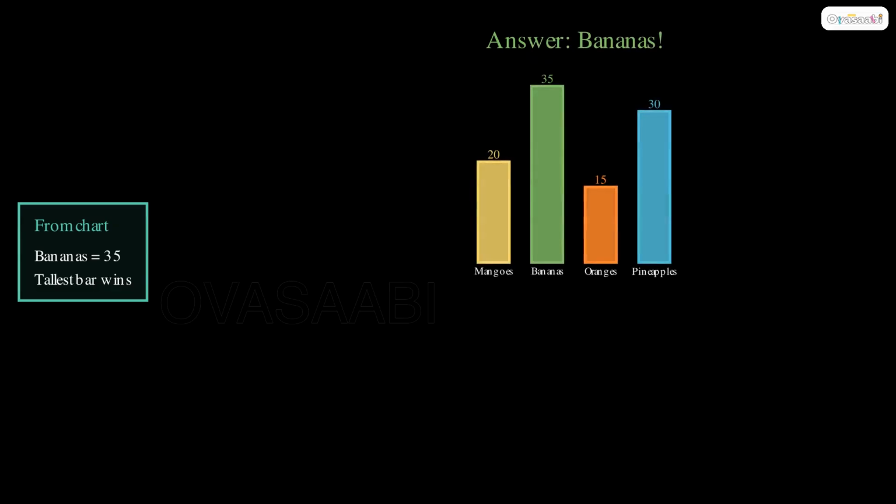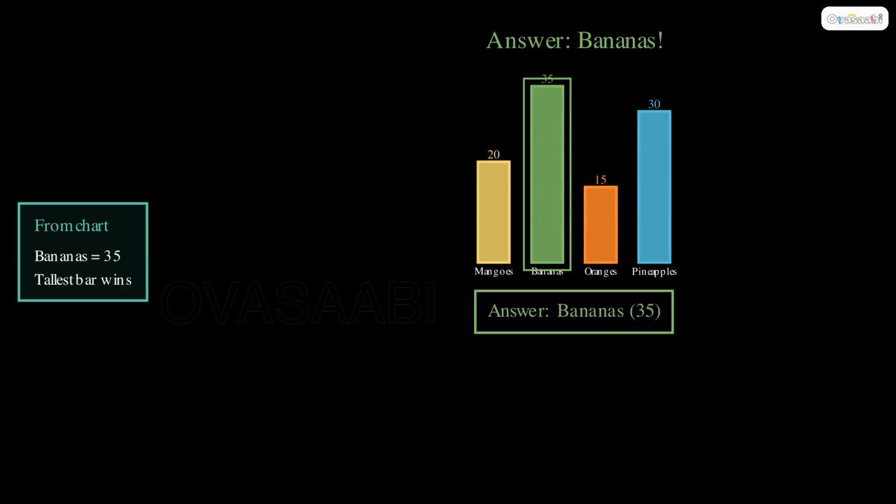The bananas bar is the tallest, reaching 35. So bananas sold the most. Always read the y-axis carefully to get the exact value.